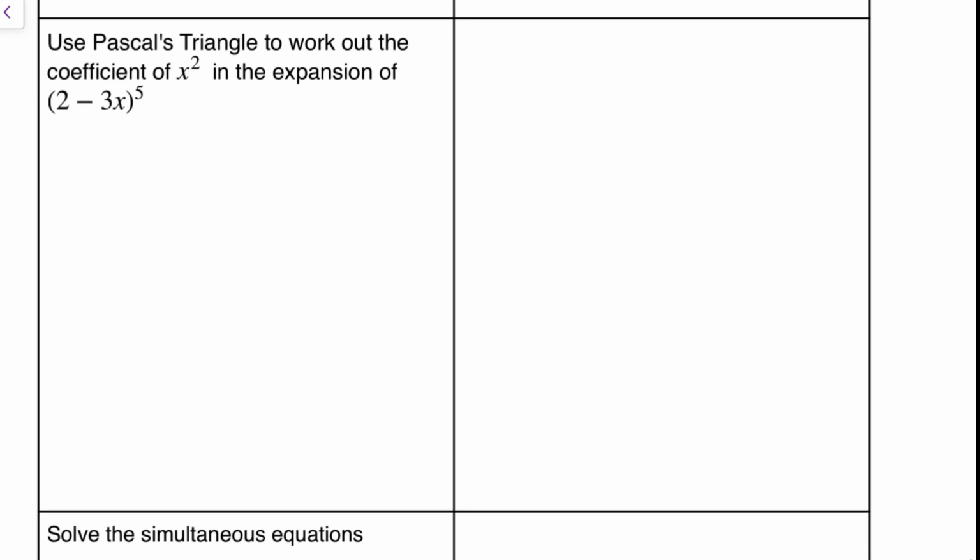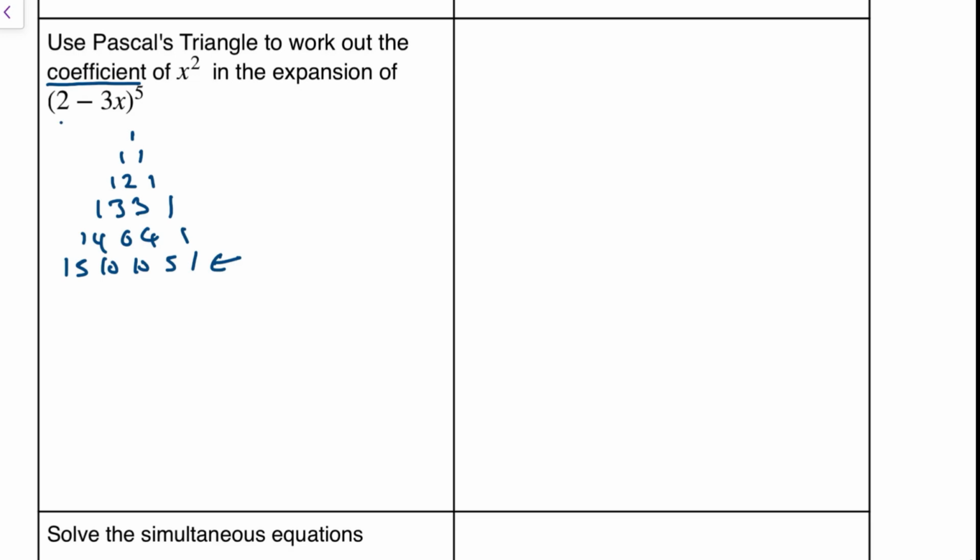Next question. Okay, this feels a bit more meaty. Use Pascal's triangle to work out the coefficient, so in other words, the number before x squared in the expansion of. Now, the way I would think about this, firstly, I need Pascal's triangle. So again, hopefully you know these numbers, but I'm going to write them down anyway. 1, 5, 10, 10, 5, 1. Now, what am I doing? What I'm doing now is I'm thinking about this row here.